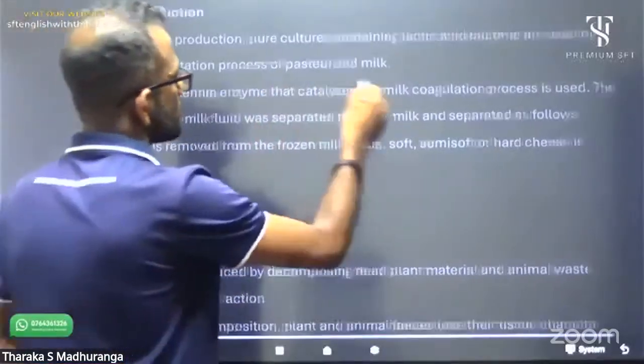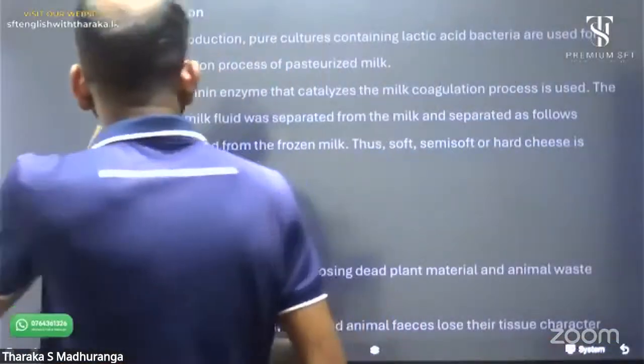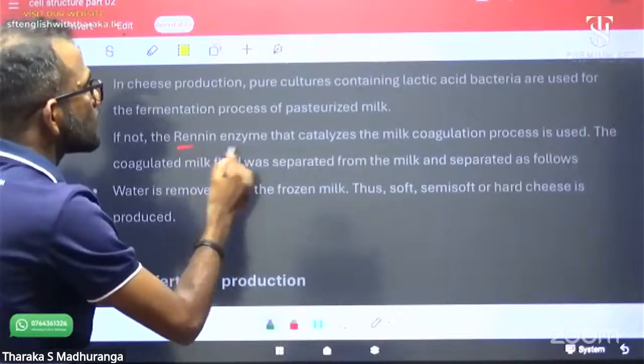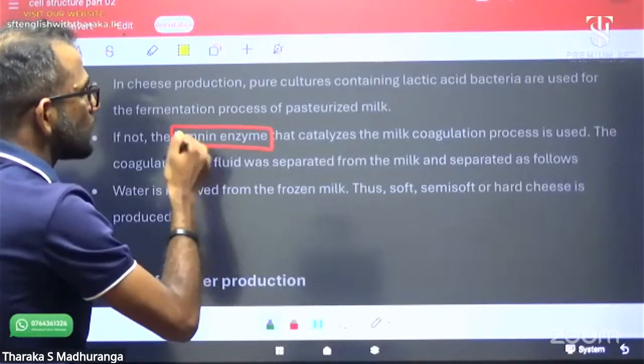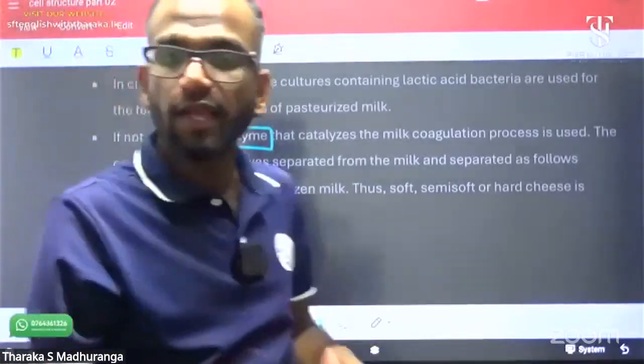Pasteurization. The first step is pasteurization, same as yogurt and curd production. Heat and pasteurize the milk. After that, we have to introduce the renin enzyme.